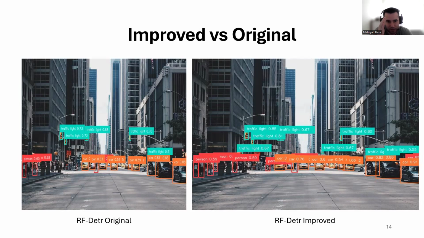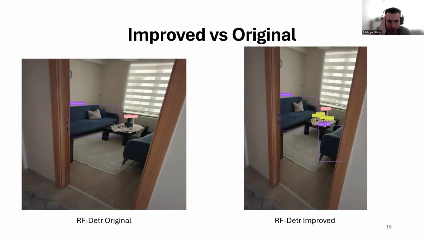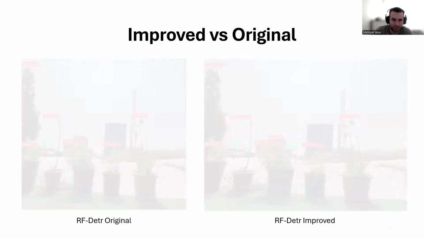As you can see, there are a lot of people, but the original one cannot detect all of them, while the improved one can detect all of them and the cars. Also, there is a couch and cups on the dining table. The original one detects one couch, while the improved one detects two couches, and the original one cannot detect the cups, but the improved one can detect the cups.